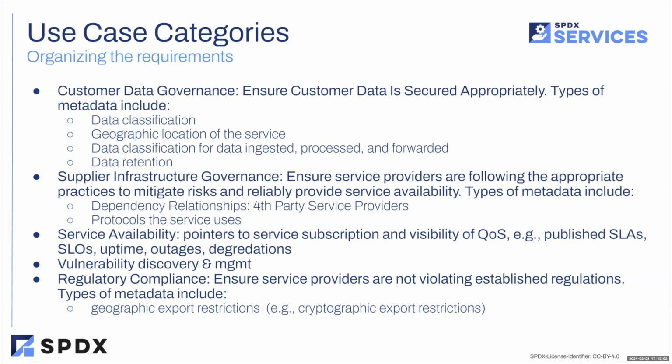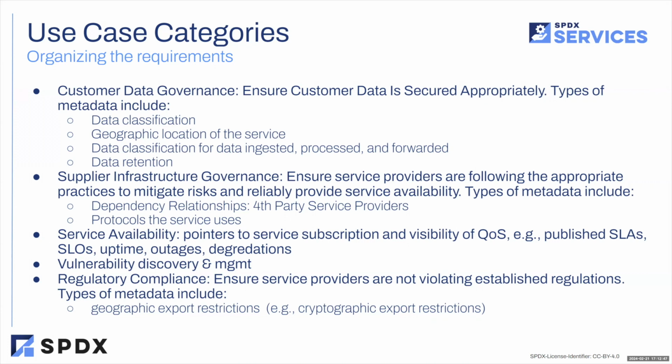The second category is supplier infrastructure governance. Here we want to ensure that the providers are following the appropriate practices to mitigate risks, security risks and reliability risks, and basically provide a highly available service, or at least a repeatable, dependable level of service. In this, some of the data we'll be capturing is dependency relationships and protocols that the services use. And we also have service availability, that basically describes what the uptime goals, the service level agreements are, information like that.